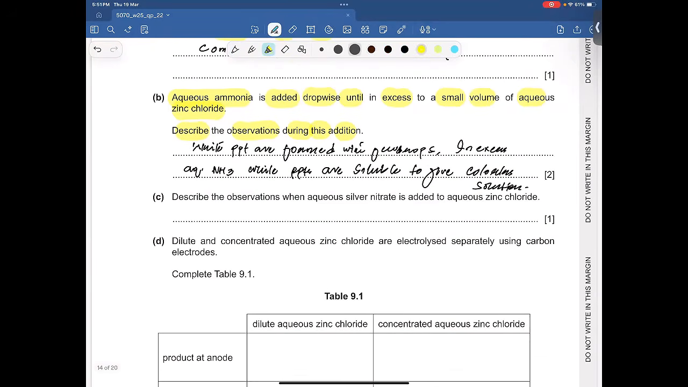Okay. Describe the observation when aqueous silver nitrate is added to aqueous zinc chloride. Well, the silver ions react with chloride ions, and as a result, you will get white precipitates of silver chloride. So I'm going to write white precipitates. And we can write the equation. This is zinc chloride. It is reacting with silver nitrate, converting into silver chloride and zinc nitrate. Okay.